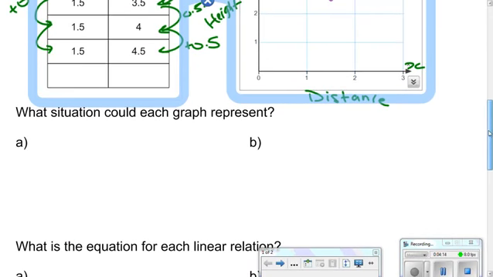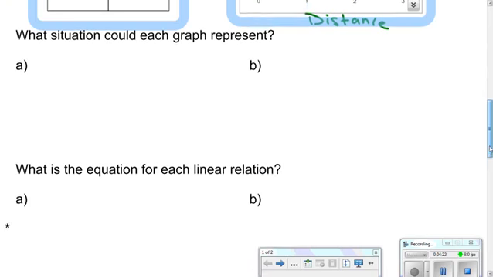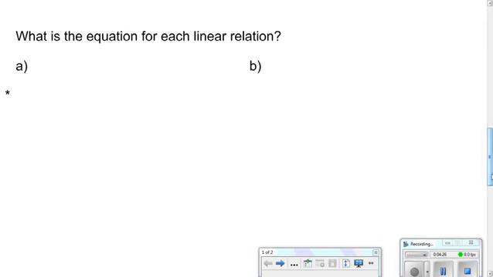So I would like you to come up with an idea of what kind of situation each graph could represent. And then I would like you to try to come up with the equation for each linear relation. I sort of gave you a little bit of a clue on the first one if you were paying attention, or you can rewind this, whatever. But I want you to come up with those so we can talk about them together tomorrow.